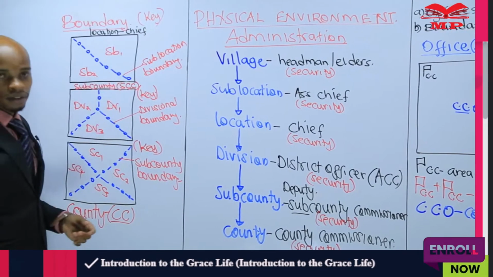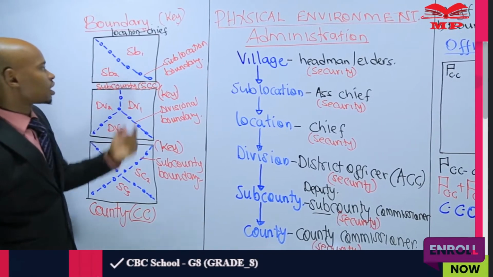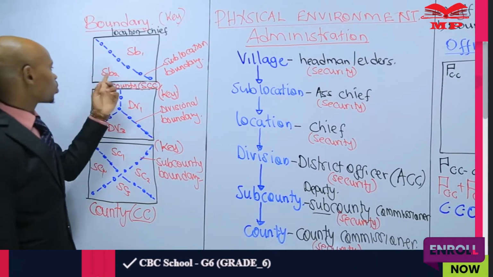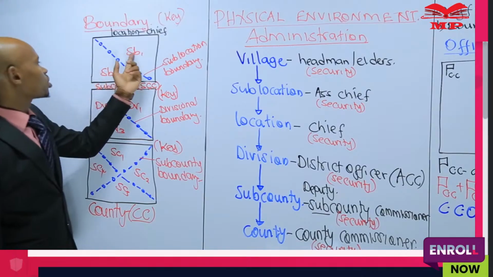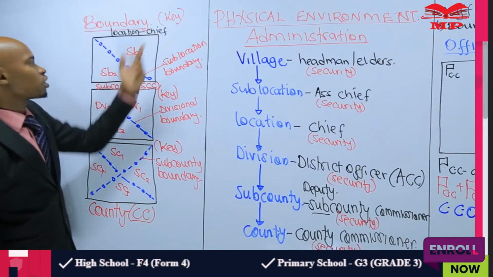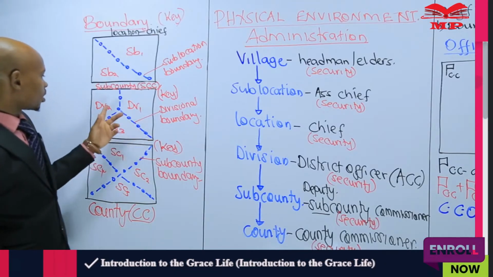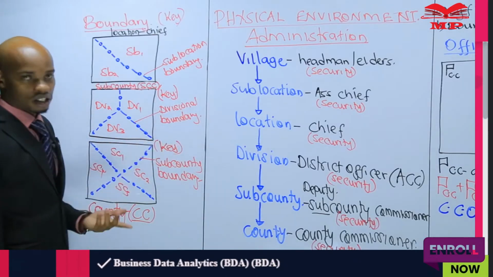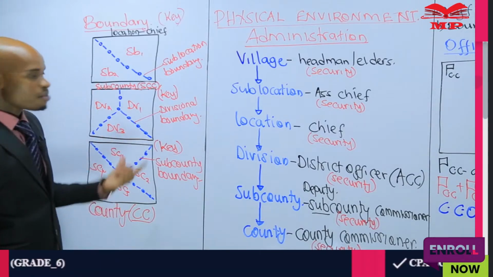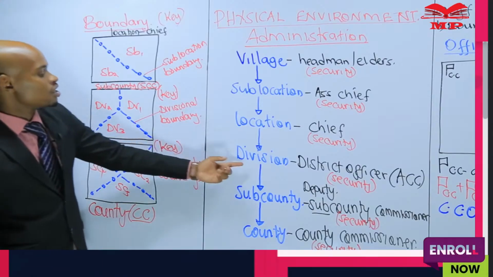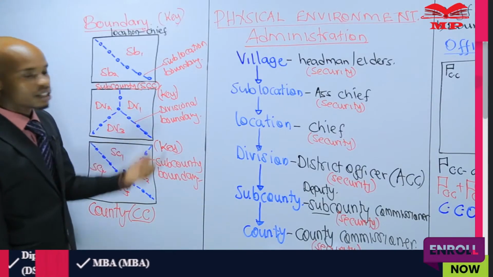From the key. So we have said, for instance, example number 1, this was a sublocation boundary, meaning this one is sublocation 1, sublocation 2. Many sublocations will make a location, and a location is headed by a chief. In the second example, I have given that this boundary is a divisional boundary, meaning this is division 1, probably division 2, division 3. Many divisions will go to a sub-county. So this area is a sub-county under a sub-county commissioner.